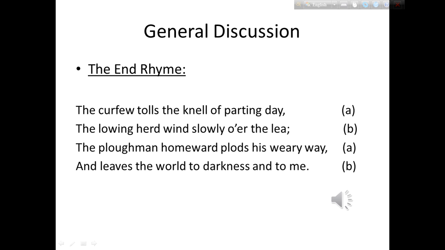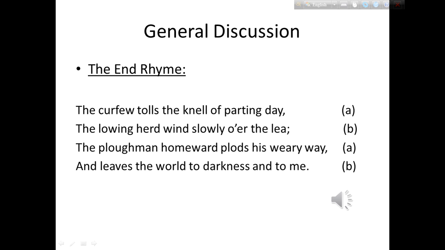The first line here: the curfew tolls the knell of parting day. Here the very sound is day at the last of the sentence, and this sentence will be marked as A. Now the next sentence: the lowing herd wind slowly o'er the lea. Now this line will be marked as B. Now the third sentence: the ploughman homeward plods his weary way. Like the first sentence, day, the last word is way. So here we have a similar sound, so this third sentence will be marked as A.